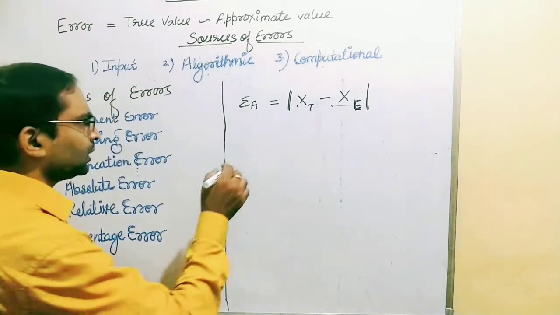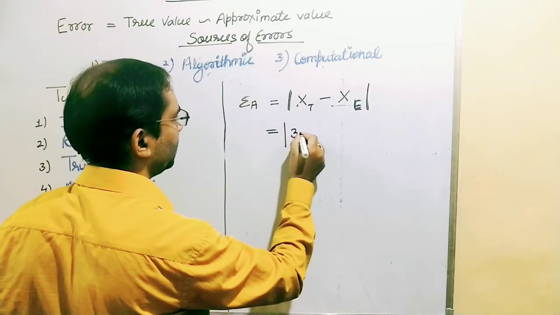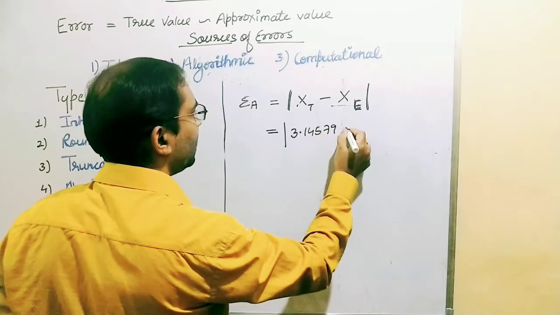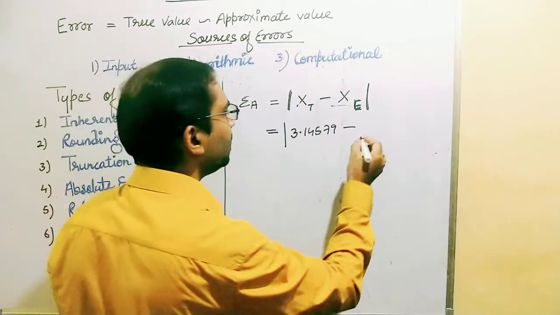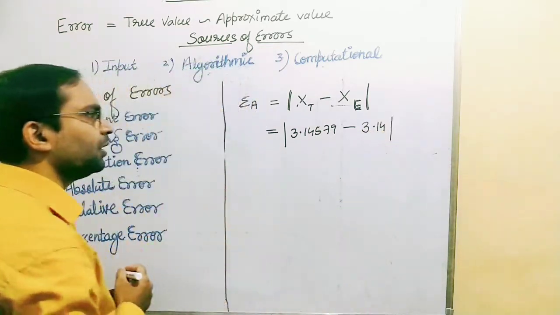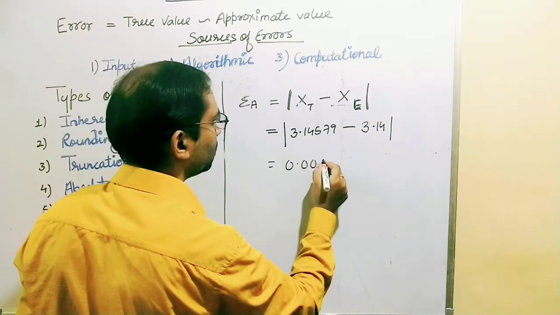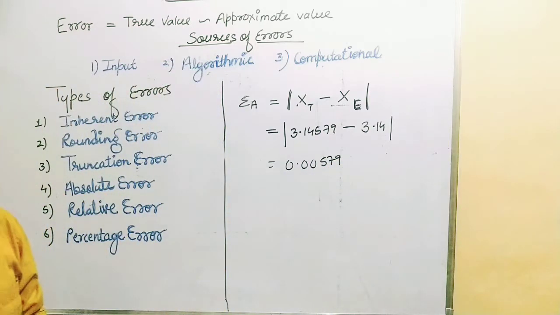Let's say in any calculation, we have the true value of pi as 3.14579, and the approximated value of the same variable is, let's say, 3.14. Then the absolute difference between these can be 0.00579. So this will be the absolute error in the calculation.